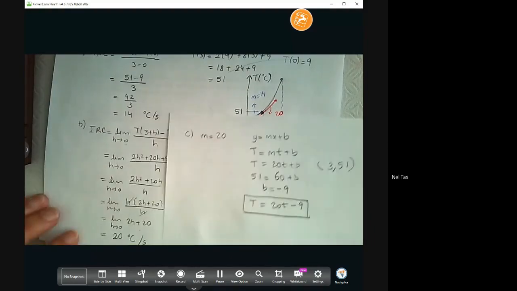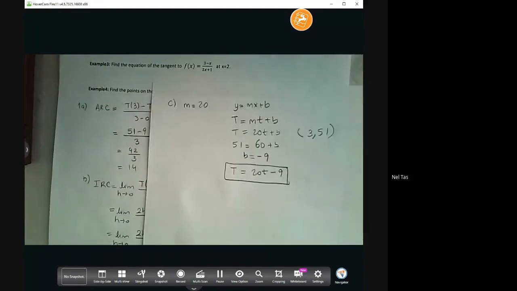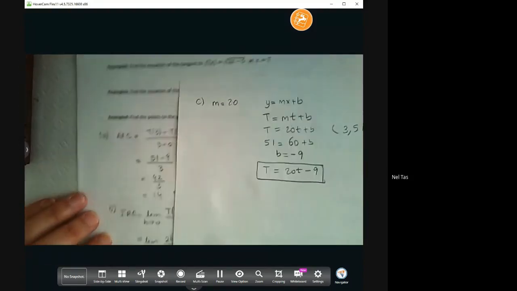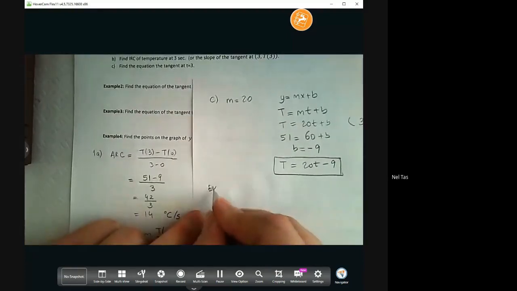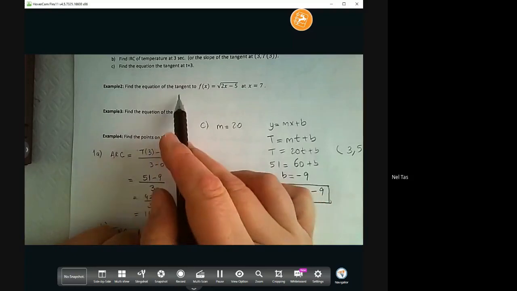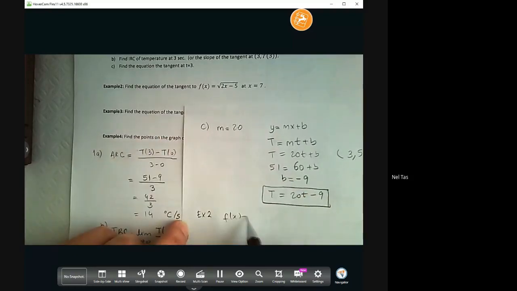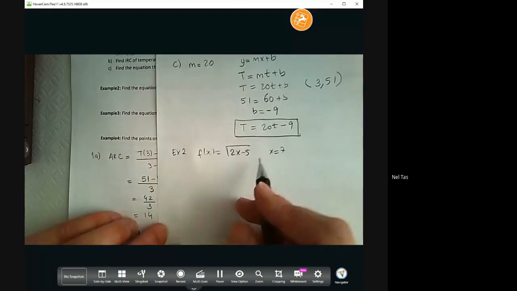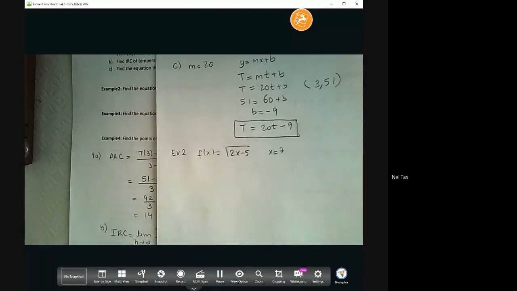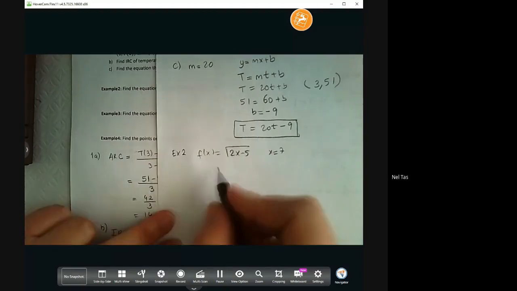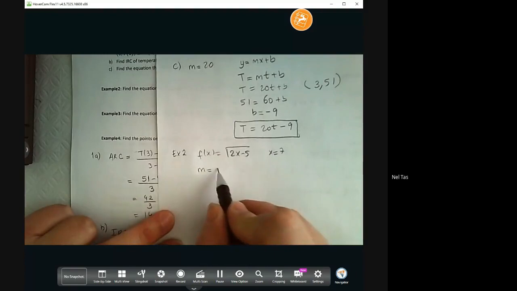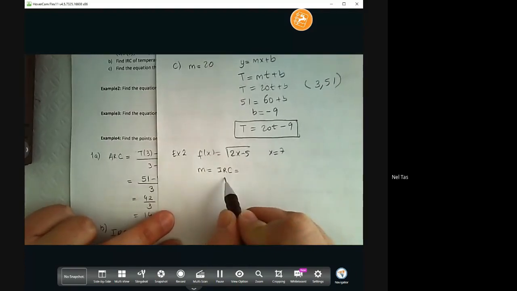Okay, so that's example 1. So let's look at example 2. It says find the equation of the tangent to f of x equals square root of 2x minus 5 at x equals 7. So again, to write the equation of the tangent, you need to get the slope of the tangent first. So how do we get the slope of the tangent? We calculate instantaneous rate of change, right?